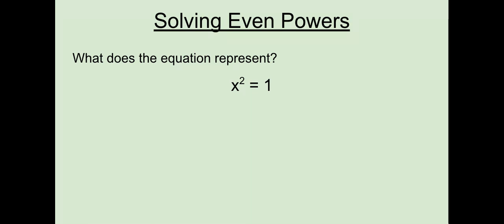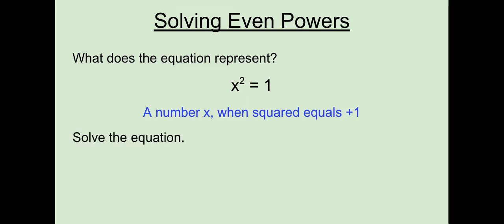We've talked a lot about what an equation means. It really just means that you give me a number, and when I square it, I'll get a positive 1. That's what this means. All I need to do is find a number that when I square it, I get a positive 1. Well, easy enough to solve.